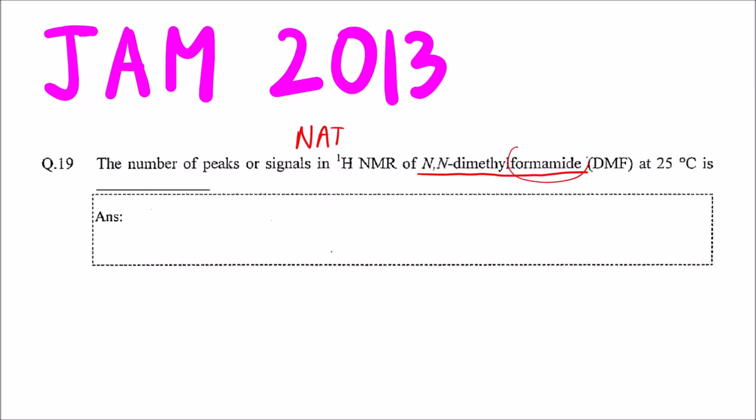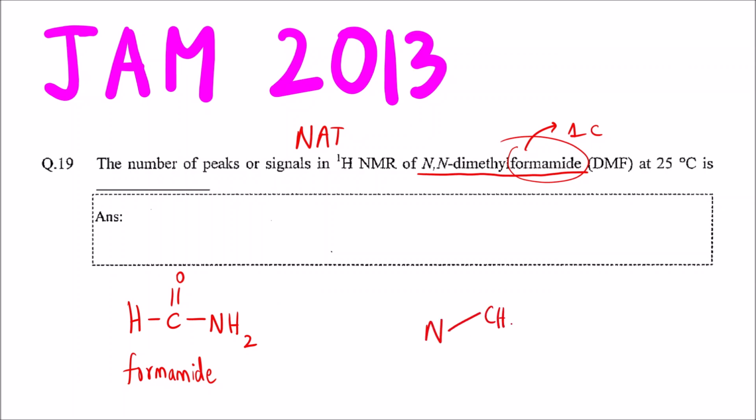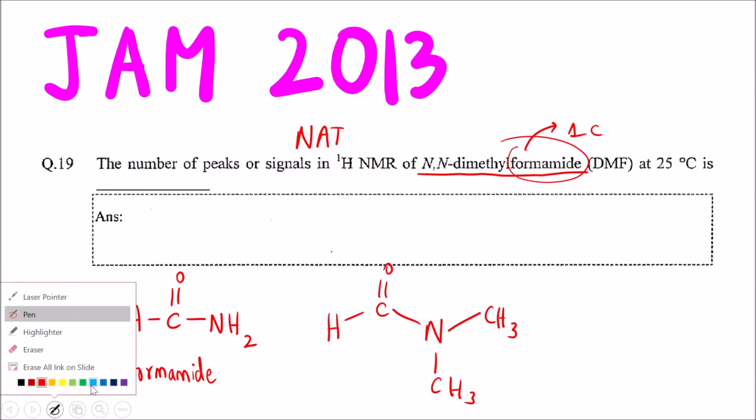What is formamide? Form means one carbon. So a one carbon amide has the structure H, C double bond O and NH2. CONH2 is amide, so this is the structure of formamide. Now we want N,N-dimethyl, so both the hydrogens on nitrogen are substituted by methyl groups: CH3, CH3, and C double bond O, H.